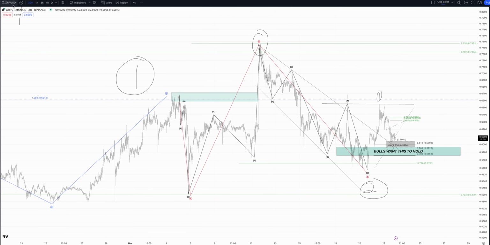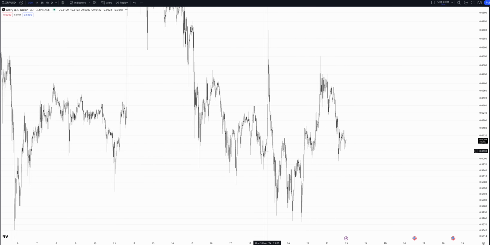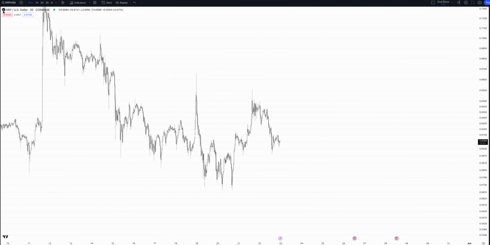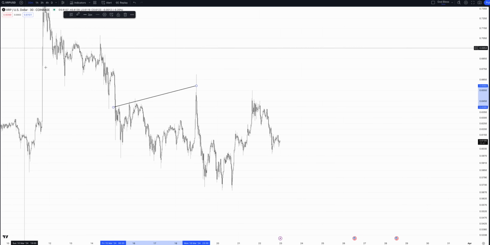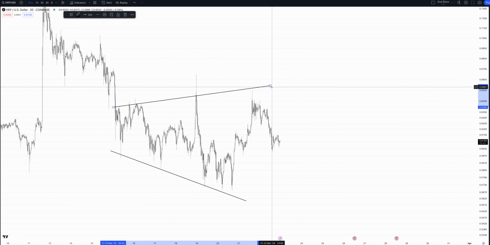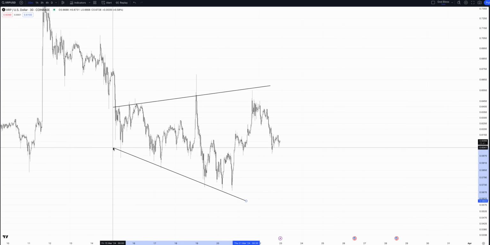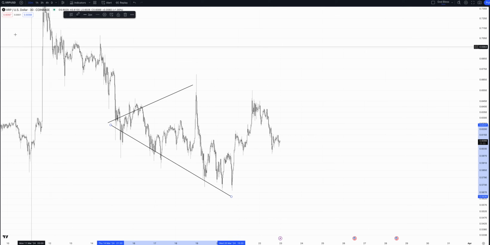And what do we also see here on XRP? Let's go to the Coinbase chart here. We see what's called a broadening bottom pattern. Okay, you have a broadening bottom pattern. Okay, you also have a diamond bottom pattern. Okay, this is your diamond bottom.